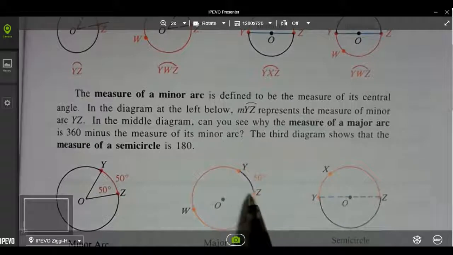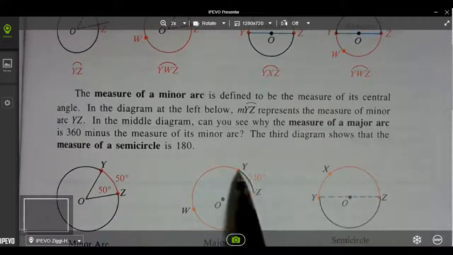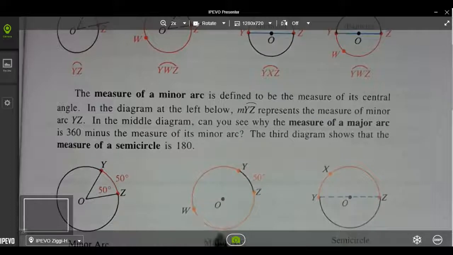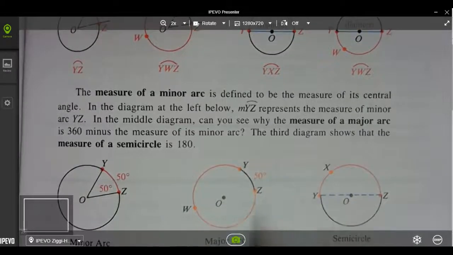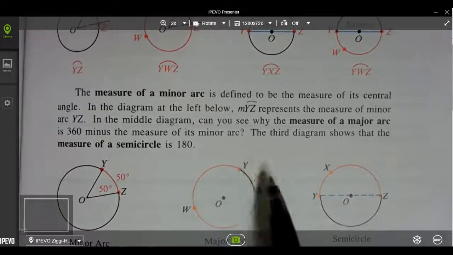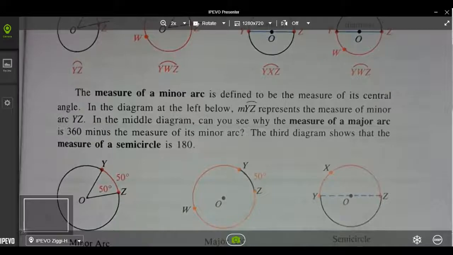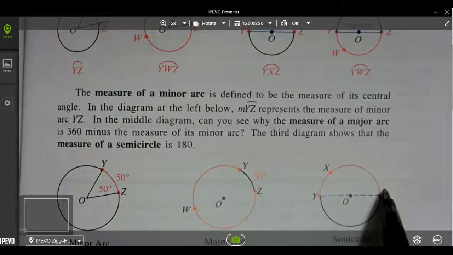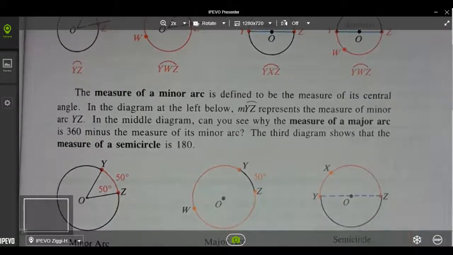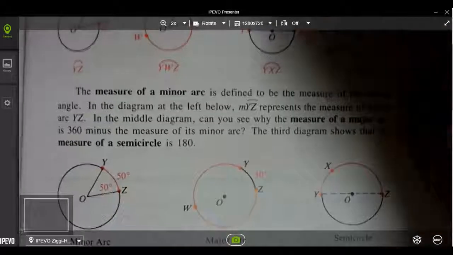So here the minor arc is shown. The minor arc is 50 here, so the major arc is going to be whatever is left over. It's going to be 360 minus 50, which is 310. Unlike in the semicircle, each one of them is 180 degrees. Each side is 180 degrees.